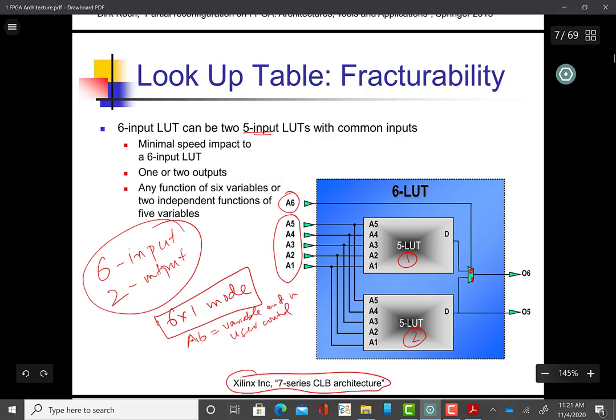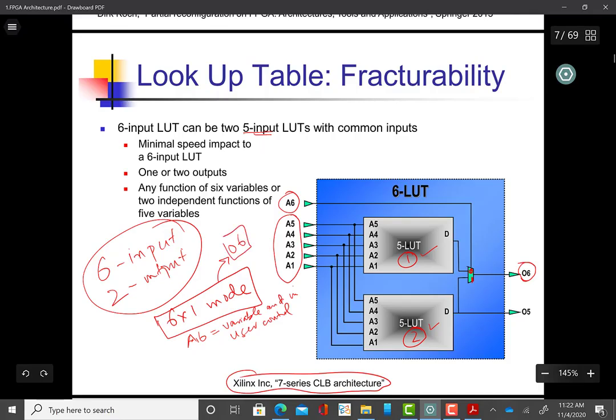So for example, when A0 is 0, this first lookup table is selected, and when it is 1, the second lookup table is selected and routed to O6. So in 6x1 mode, we have only one output, and that output is O6.